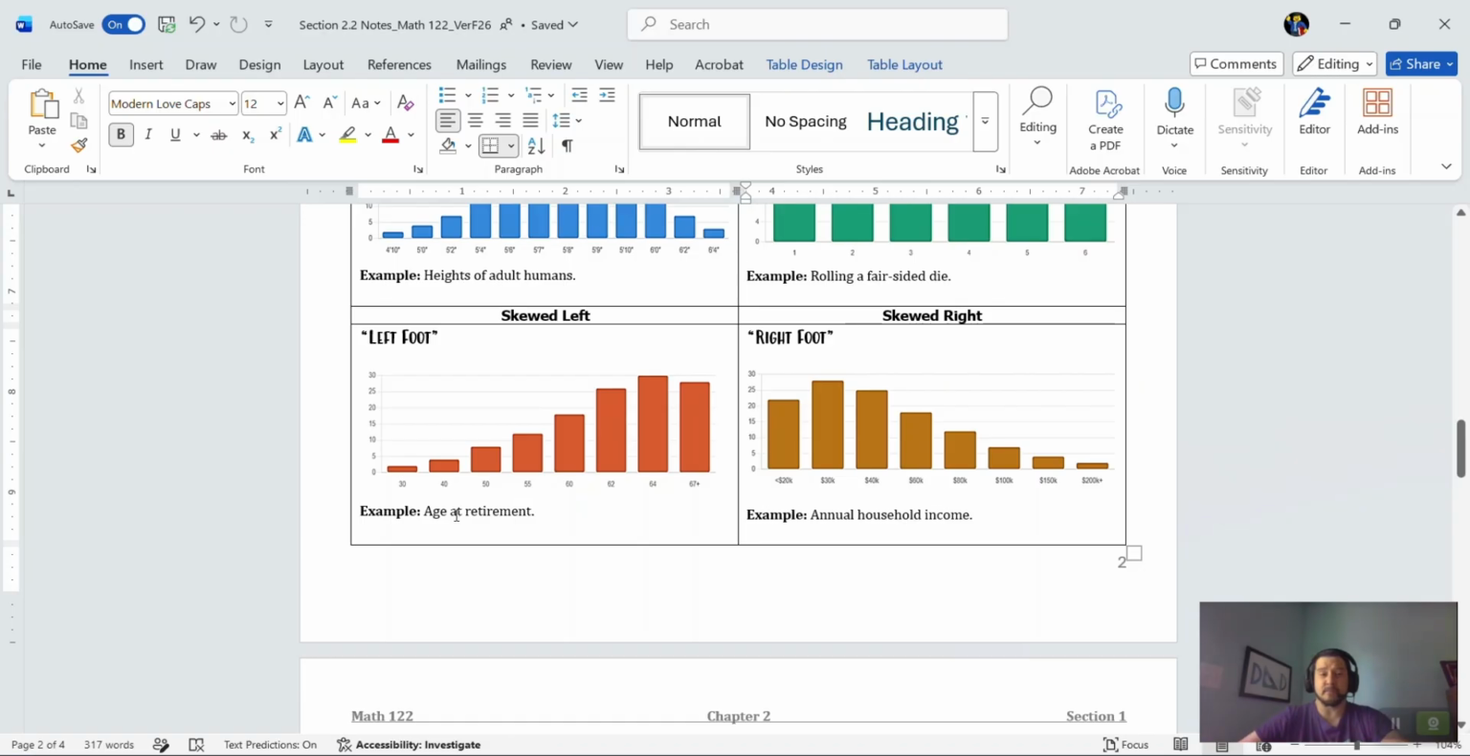But age at retirement is a good example of data that's left skewed. All right, we don't have a lot of people retiring at 30, but definitely a lot of people retiring in their early to mid 60s. Shout out to 6'7" right there.